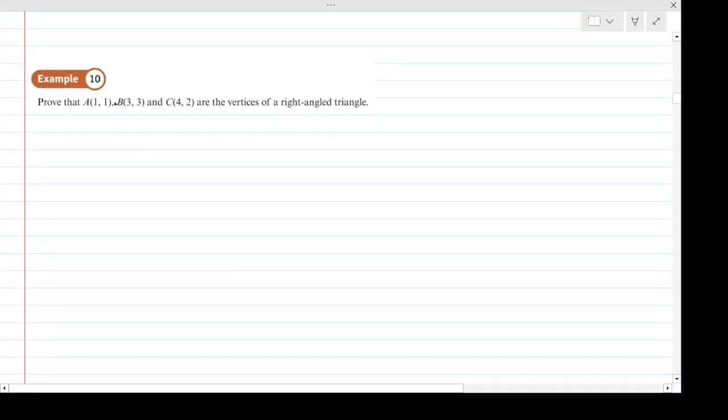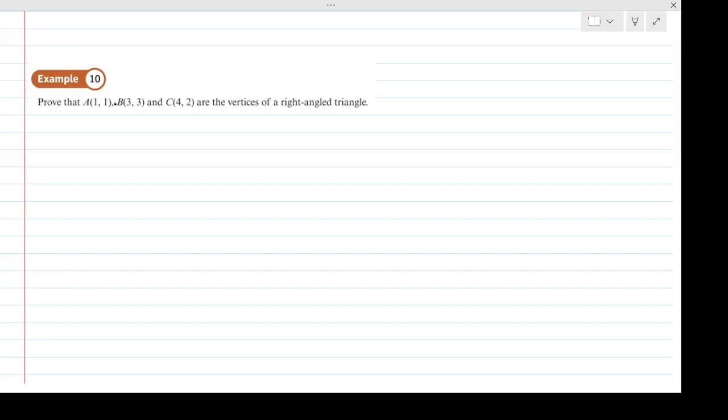So let's have a look at this example then. We need to prove that these 3 points A, B, C are vertices of a right-angled triangle. Now, in the previous chapters we have looked at various examples of proving shapes like a rectangle, square, a parallelogram, a trapezium. So you might be asked to prove a property of a shape, or prove something is a certain shape.